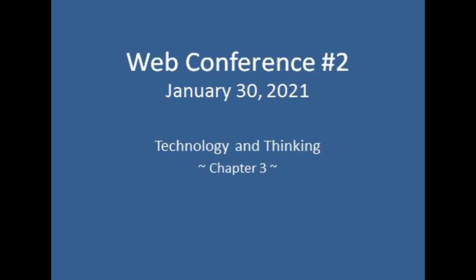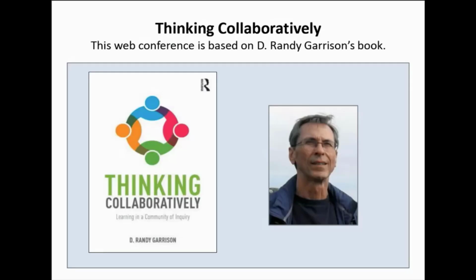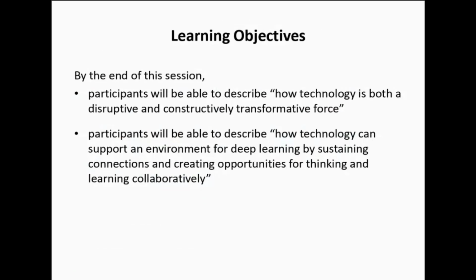Today we're going to be talking about Chapter 3, Technology and Thinking. And this comes from Dr. D. Randy Garrison's book, Thinking Collaboratively. Now, by the end of this session, participants will be able to describe how technology is both a disruptive and constructively transformative force. Participants will be able to describe how technology can support an environment for deep learning by sustaining connections and creating opportunities for thinking and learning collaboratively.